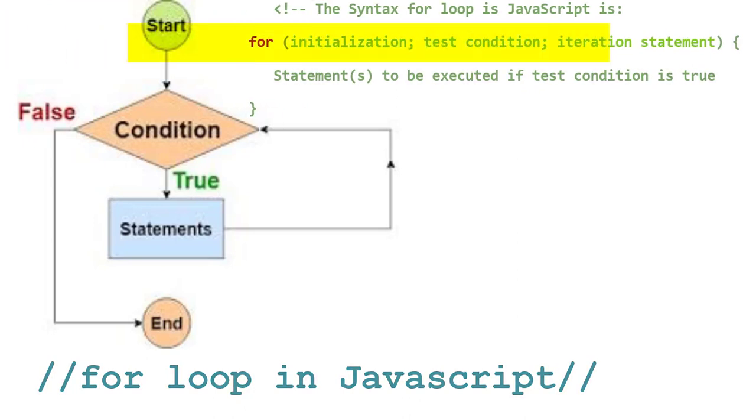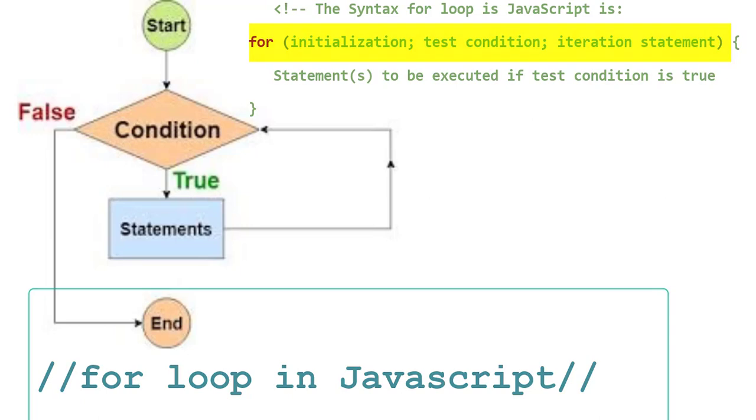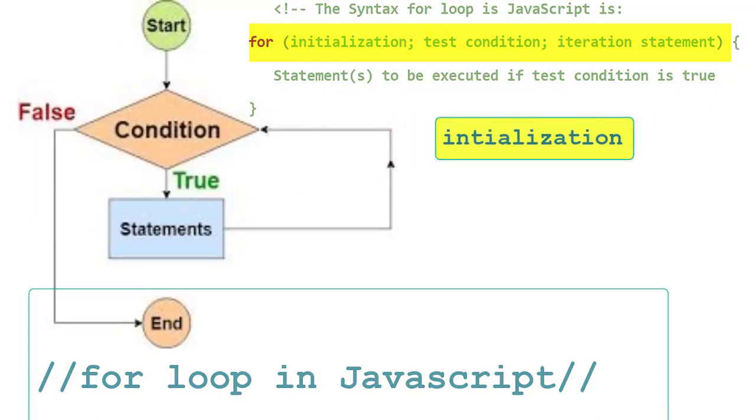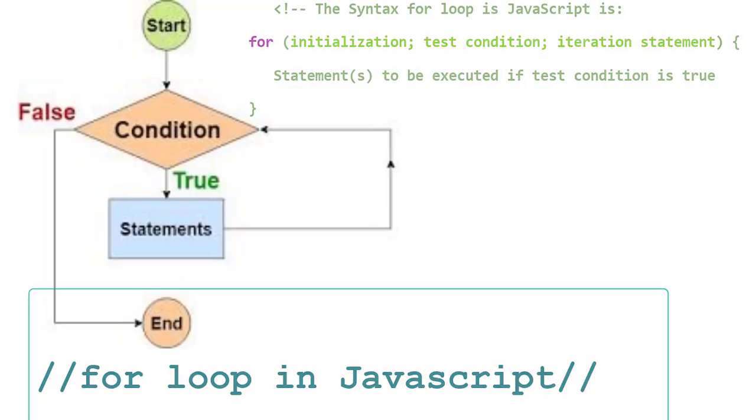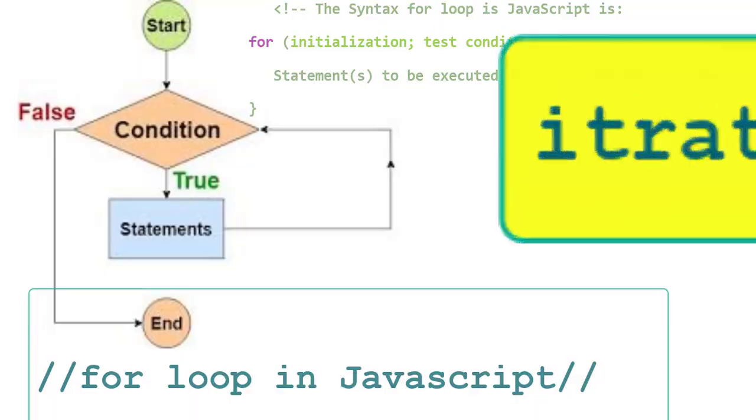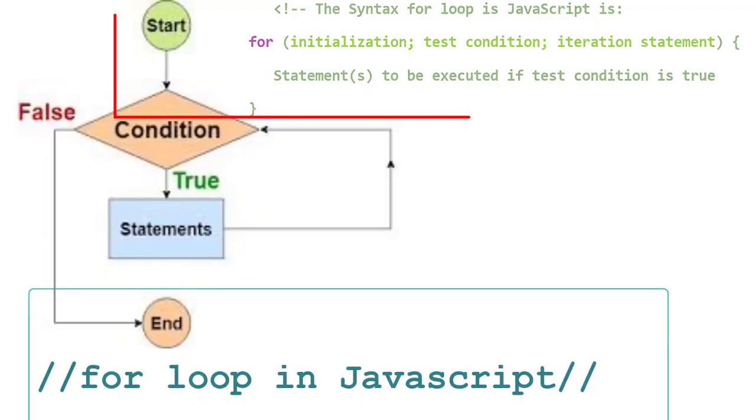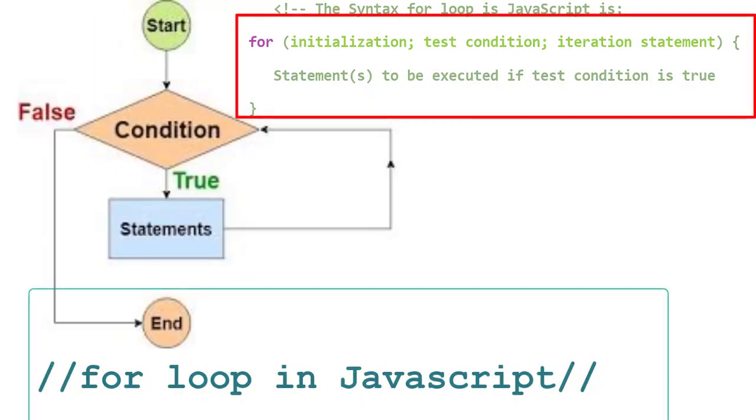Here we have the syntax, how to use the for loop in JavaScript. It has three important parts. The first one is initialization, the second is the test condition, and the last one is the iteration statement.